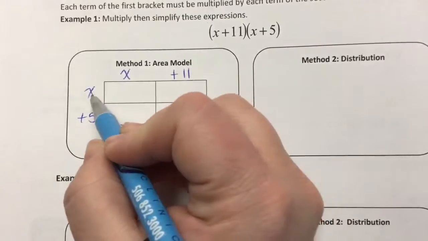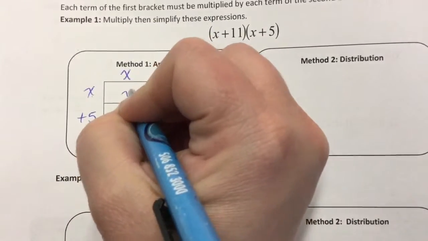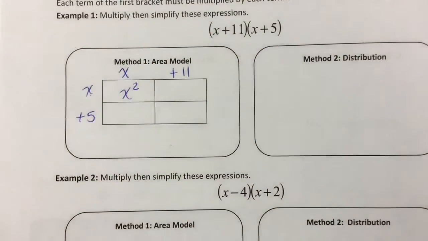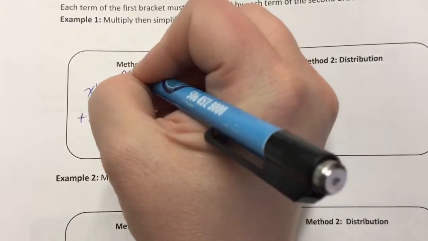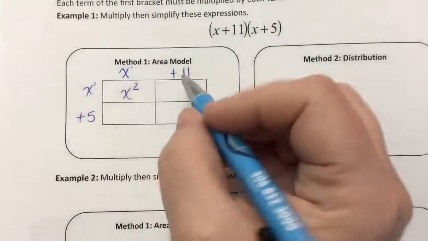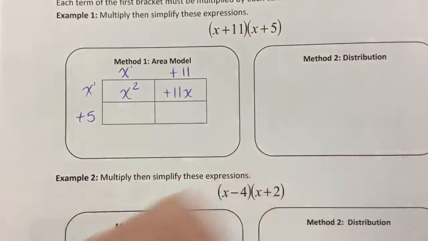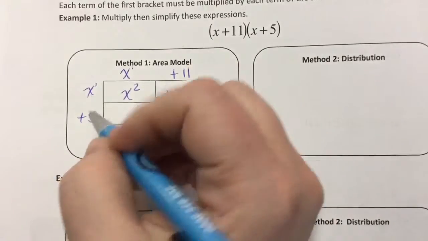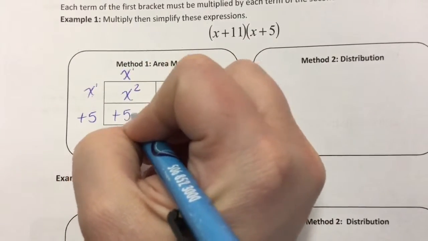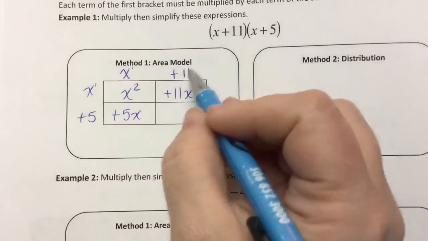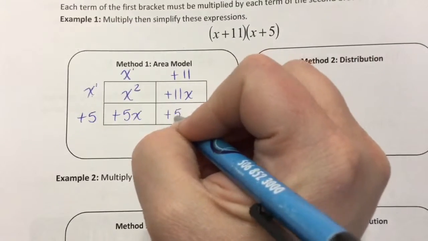So x times x becomes 1x², because you're adding the exponents. And each exponent here is like a 1, right? 11 times x gives me a positive 11x. x times 5 is a positive 5x. And 5 times 11 is positive 55.